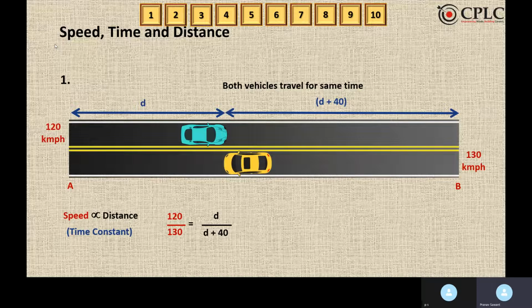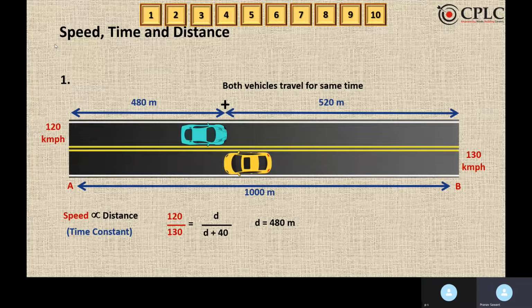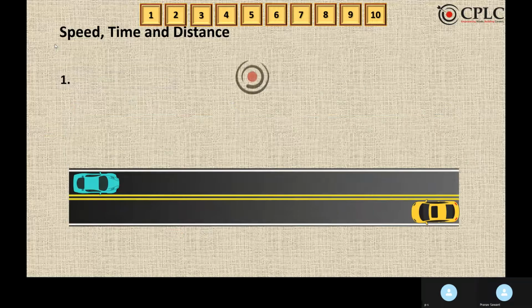After substituting the values, we'll get this. And now, by solving using the method of cross multiplication, we'll get the value of D as 480 meters. Now if D is 480, D plus 40 would be 520 and the total distance will be 1000 meters. Option 1 kilometer is the answer. Moving to the next question.